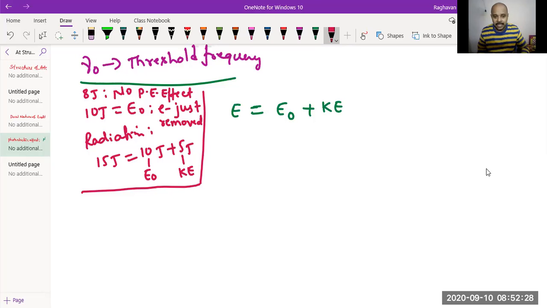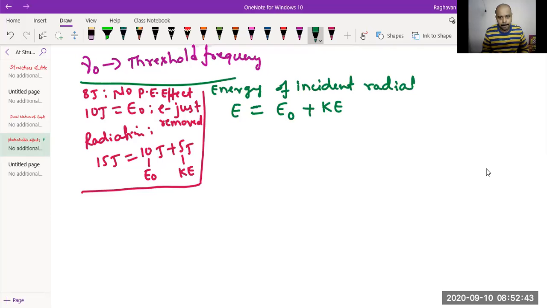So I can write: energy of the incident radiation E is equal to E naught plus kinetic energy. Okay. So what is E naught? E naught is threshold energy.